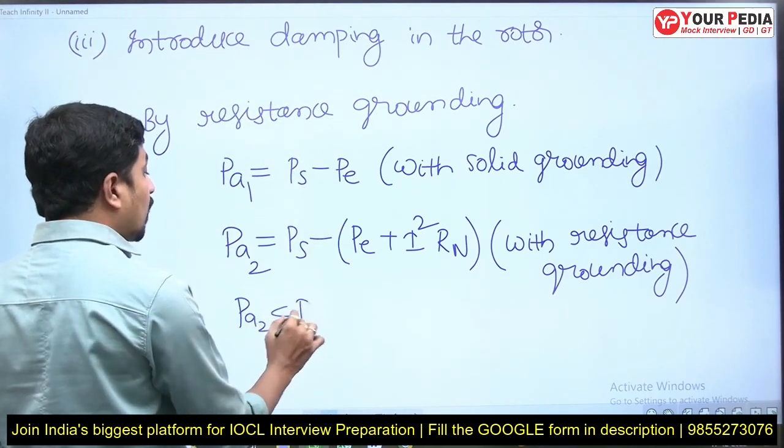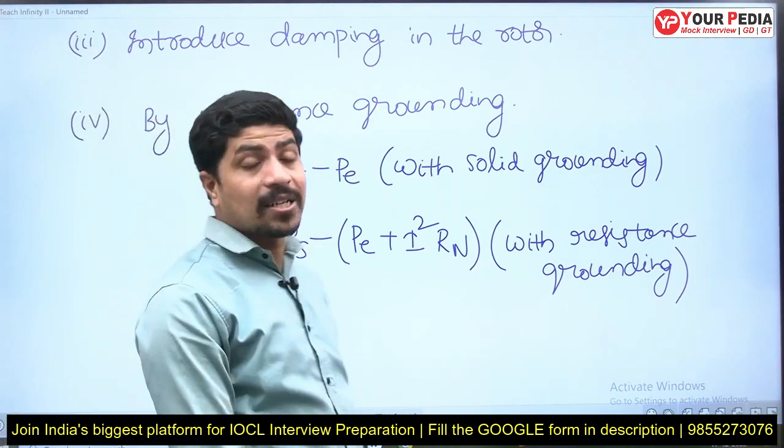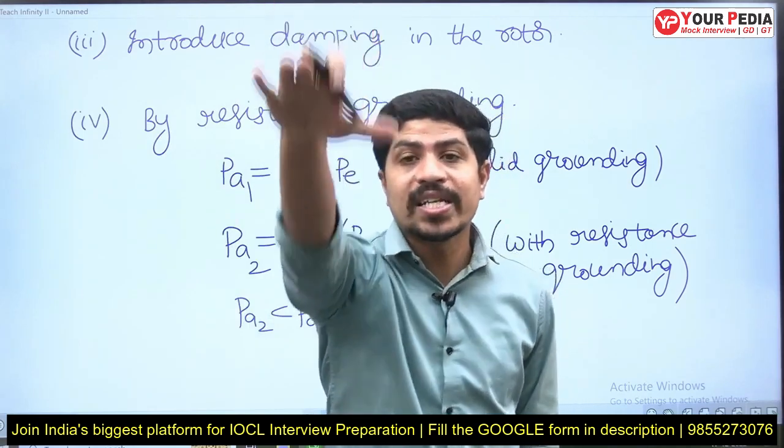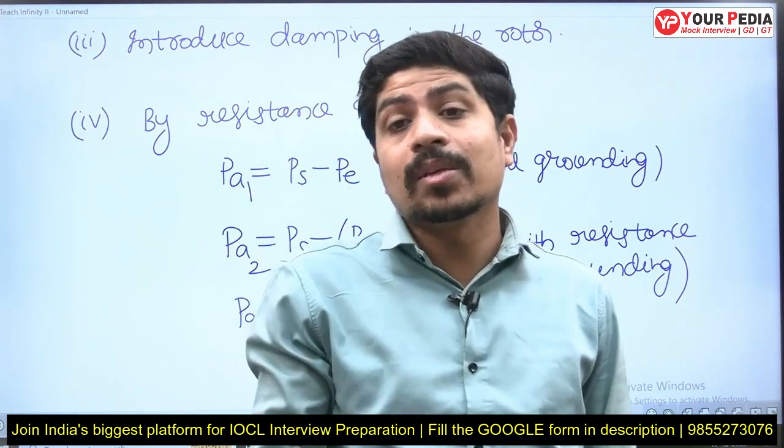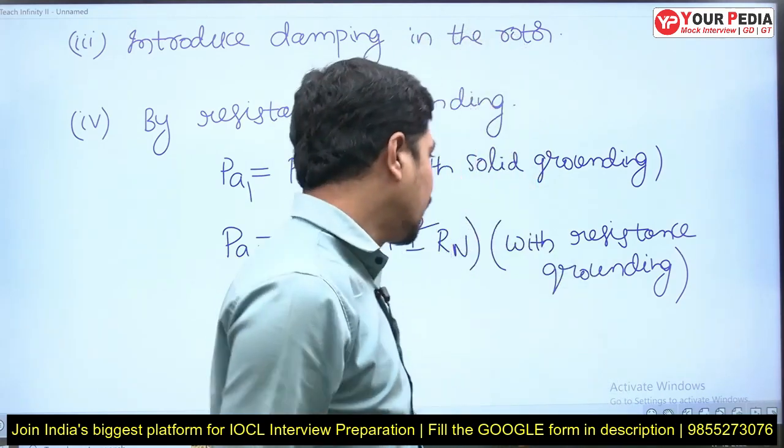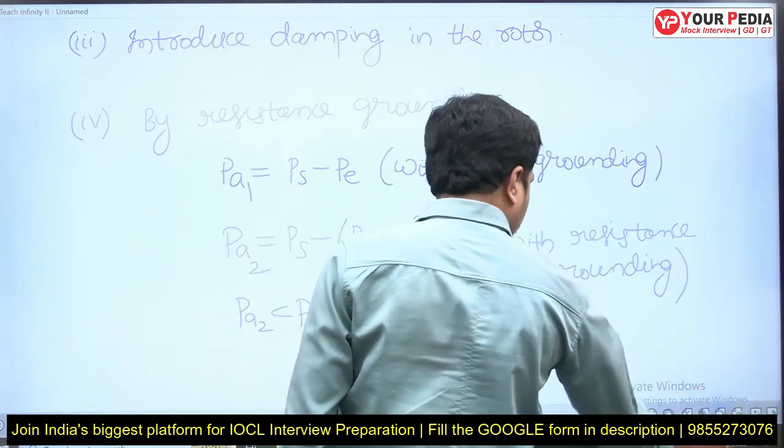Pa2 is less than Pa1. What is Pa? Acceleration power. If acceleration power decreases, acceleration of the rotor will decrease. If acceleration decreases, stability will improve. Next one.